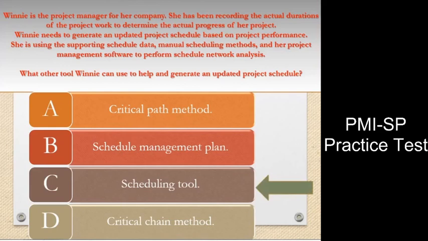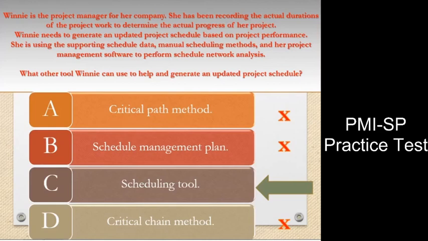Answer: C. Explanation: The scheduling tool is the only other tool that can help Whitney to create an updated project schedule. The scheduling tool is used in combination with manual methods or further project management software to carry out the schedule network analysis to produce an updated project schedule. Answer option A is incorrect. The critical path method can be analyzed, but it is a part of the project management information system. In addition, the critical path is not better or worse than the critical chain method, so by having both answers among the choices, both answers are cancelled.